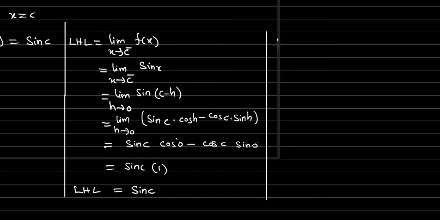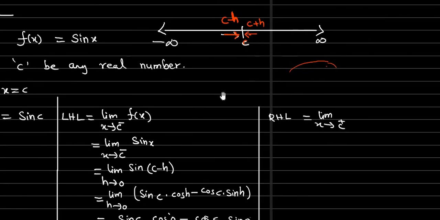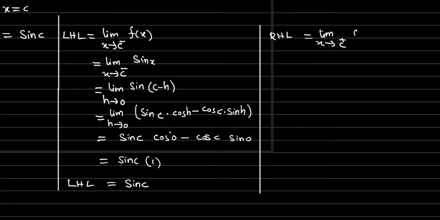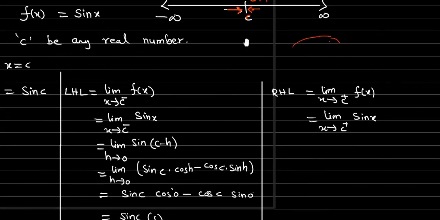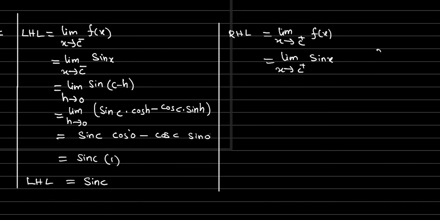So for the right hand side, what are we going to replace? c plus h we are going to take. Now limit x is approaching towards c from the right side. So the close values of c on the right side. Now what happens to f of x? What is the given f of x? It's sin x. Now limit x is approaching c from the right side, f of x is sin x. As I told before, the close values of c on the right side will be in the form of c plus h. So we are going to replace x with c plus h.